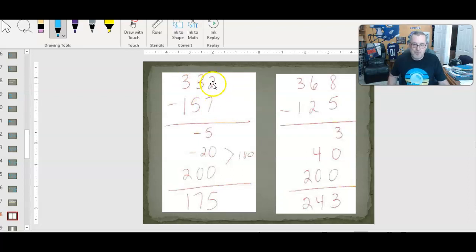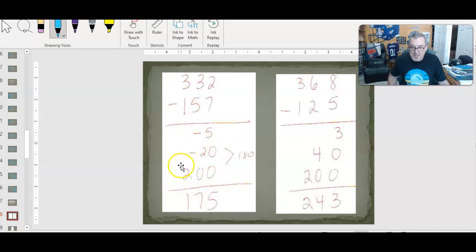Student looks at this and says, well, I'm going to start over here and say 2 take away 7 is negative 5. And then 30 take away 50. Notice this is not a 3 and a 5. This is 30 and a 50 because place value makes a difference. 30 take away 50 is negative 20. And then 300 take away 100 is 200.